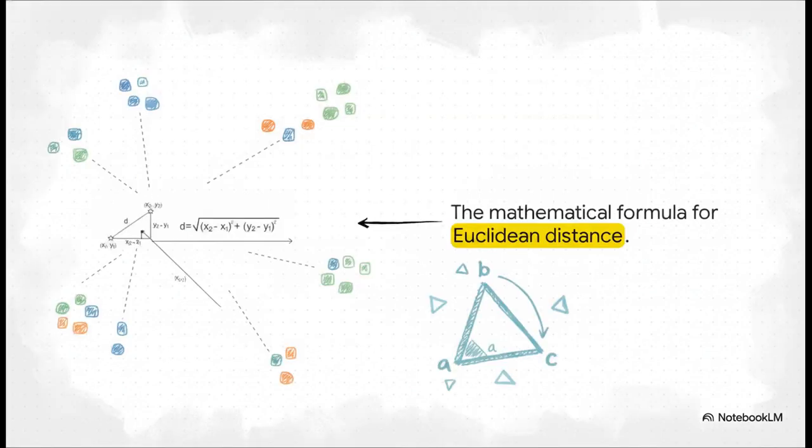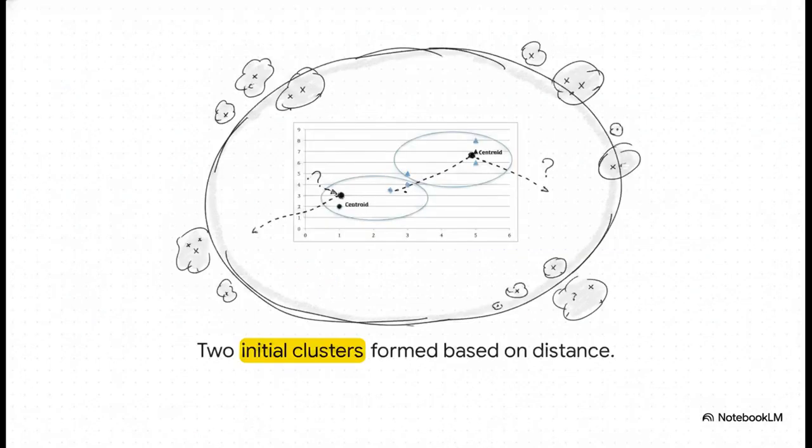Next up, the algorithm has to figure out which data points belong to which centroid. It does this using the formula for Euclidean distance. Now, please don't let the math formula freak you out. If you vaguely remember the Pythagorean theorem from high school geometry, it's exactly the same concept. We are simply calculating the straight-line distance between all the unassigned data points and our two new centroids. By measuring those distances, the algorithm assigns every single data point to whichever centroid is closest to it. And boom, just like that, our very first rough clusters are formed.